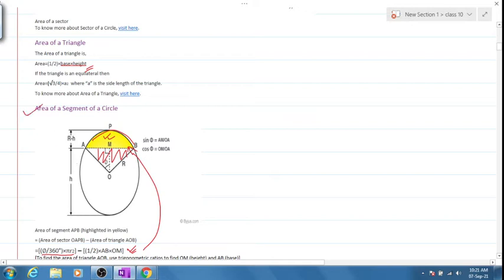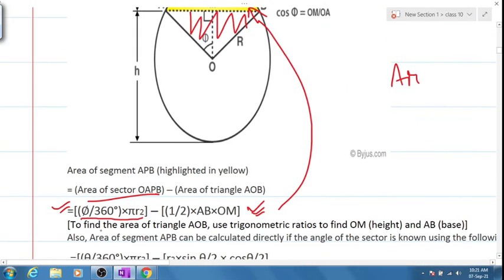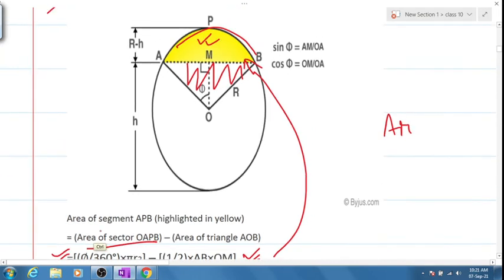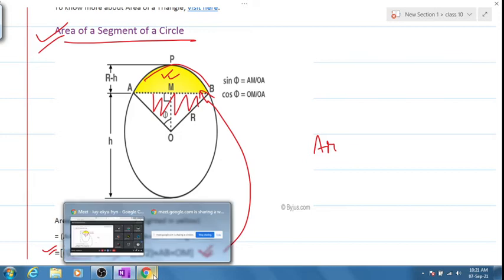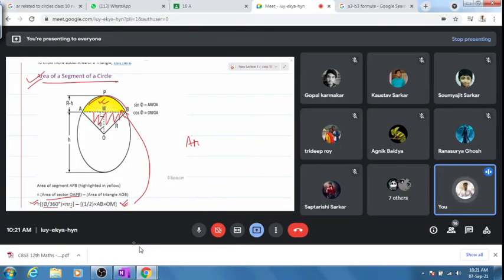Please copy this down. Write the topic as area of the segment of a circle. Copy down this figure and write down this formula. It's area of the sector minus area of the triangle. Make sure everybody is copying it down.